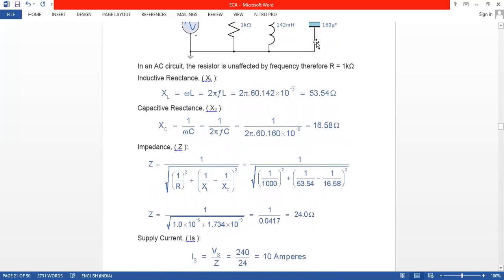Now similarly, the capacitor they have given is 160 microfarads. So 160 into 10 power minus 6. XC is equal to the direct formula 1 by 2 pi FC.